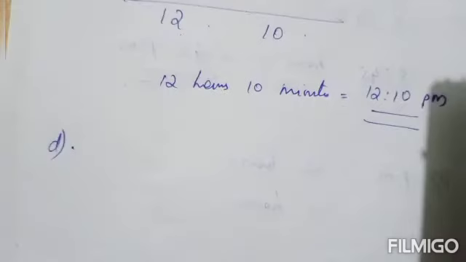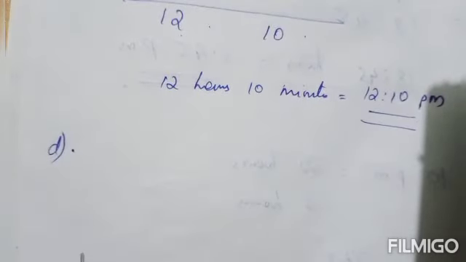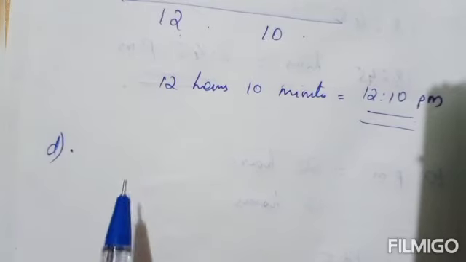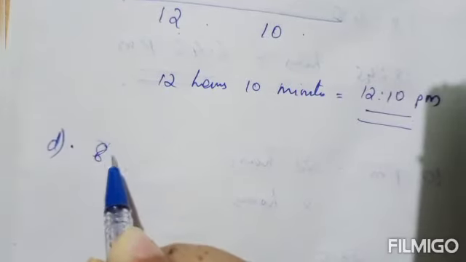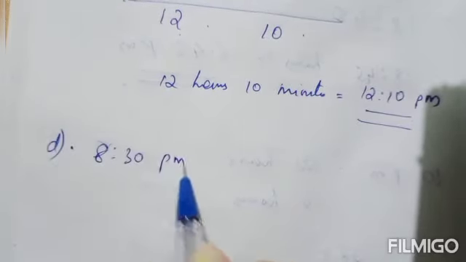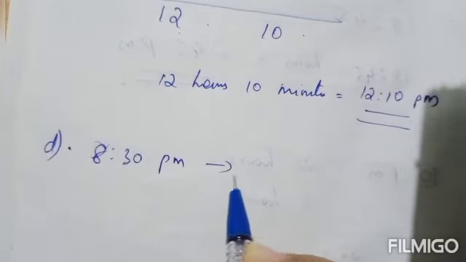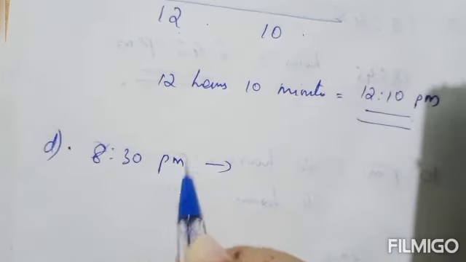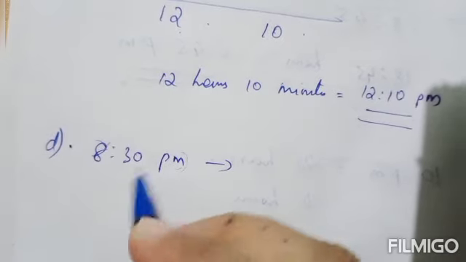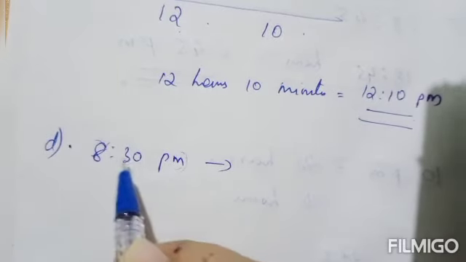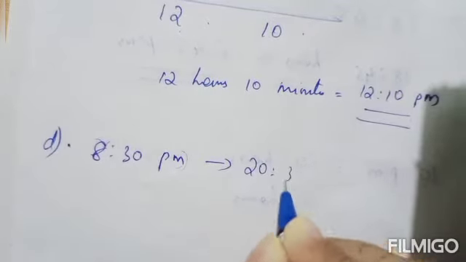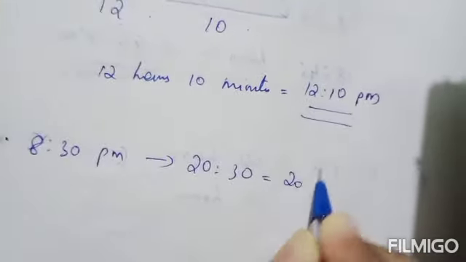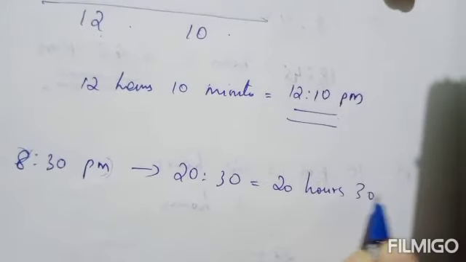Okay. In that D, what time will it be 5 hours after 8:30 p.m.? So let us convert 8:30 p.m. to 24-hour clock time. The given time is in PM, so just add 12 to this given time. 12 plus 8:30, you will get 20:30. That means 20 hours and 30 minutes.